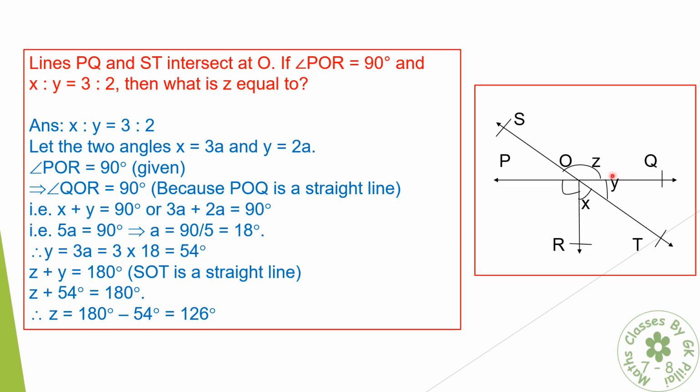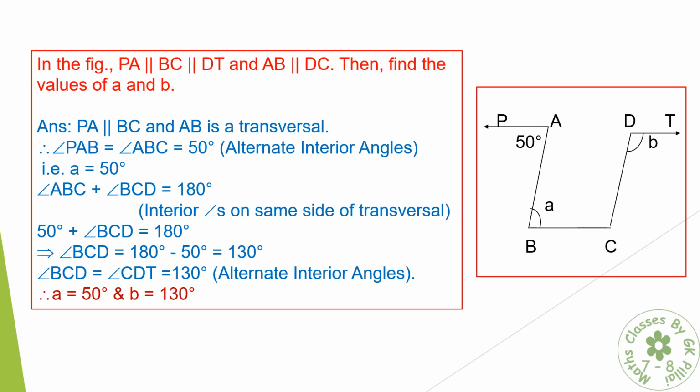Now z plus y equal to 180 degrees because SOT is a straight line. So z plus 54 equal to 180, the value of z will be equal to 180 minus 54, 126 degrees. This is an important question. You can expect this type of questions in the exam.